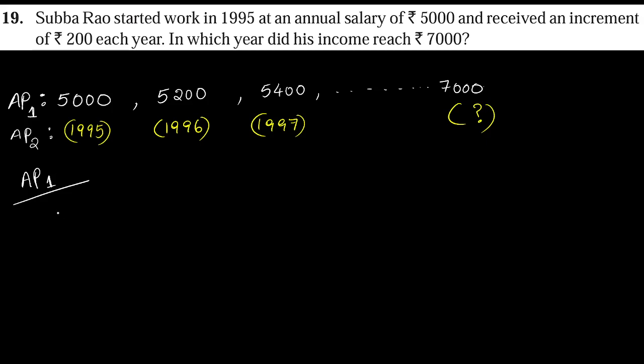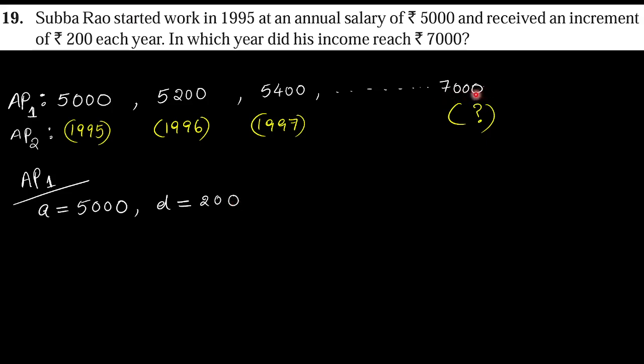For arithmetic progression 1, the first term is 5,000. Let me explain some 3 or 4 steps, after that you can ask me doubts. The first term is 5,000. The common difference is what? The common difference is 200.